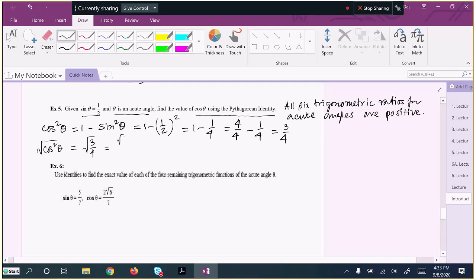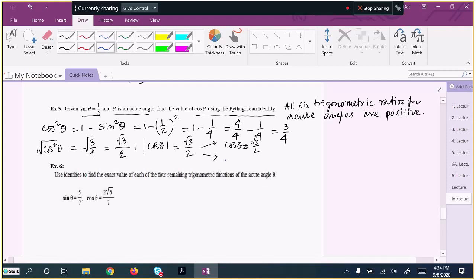The square root of a fraction is the square root of the top over the square root of the bottom. The square root of 4 is 2. But the square root of cosine squared theta, I have to be careful here. It is the absolute value of cosine theta, and that is equal to square root of 3 over 2. So I actually get 2 answers out of this. Either cosine theta is square root of 3 over 2, or it is the negative of that.